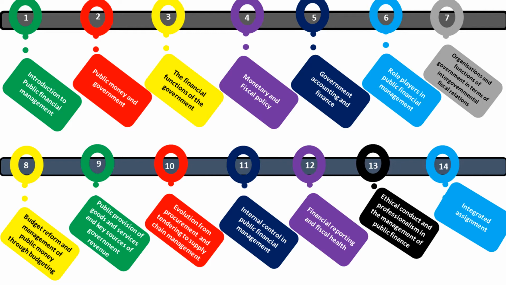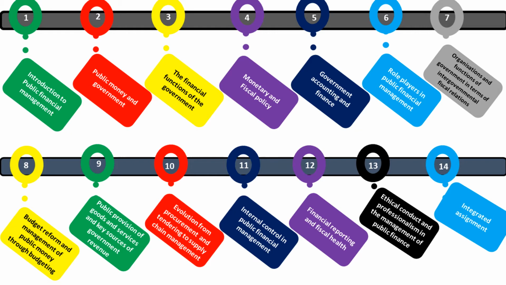In week 6, we are highlighting the role players in public financial management. In week 7, we're looking at organizations and functions of government in terms of intergovernmental fiscal relations. After week 7, you'll have a short break, and then we'll continue with week 8, which will cover budget reform and management of public money through budgeting.